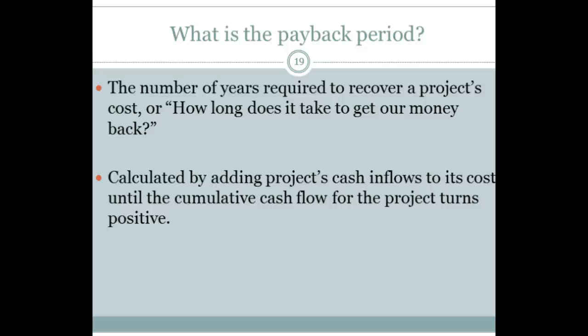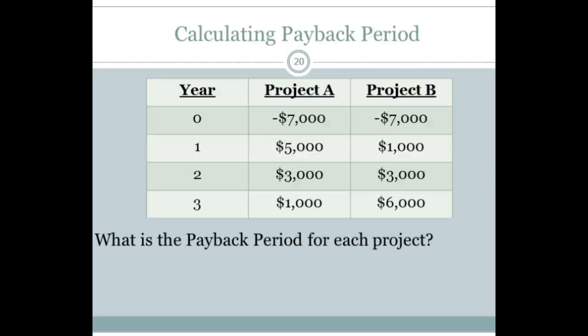We can calculate it by adding a project's cash flows, or the cash flows of multiple projects, to the cost until the cumulative cash flow for the project turns positive. So same 2 projects. The question is, what is the payback period for each project? And I sketched that out for you since I don't have a whiteboard, which is what I'd use in the classroom.